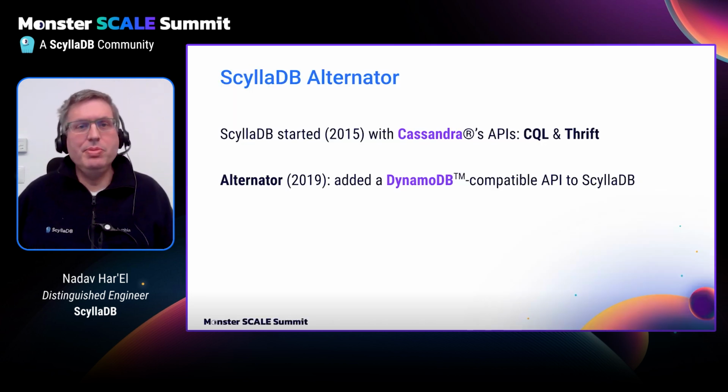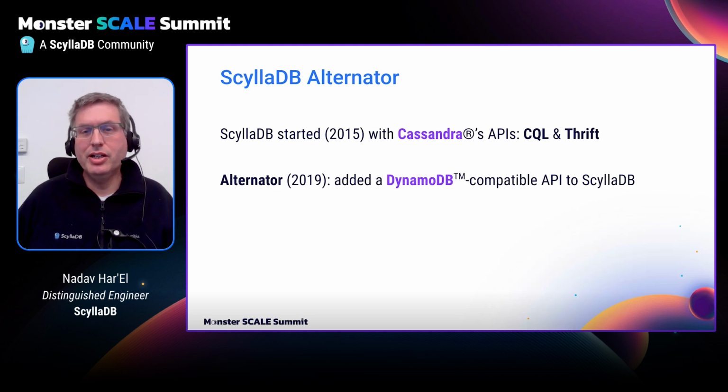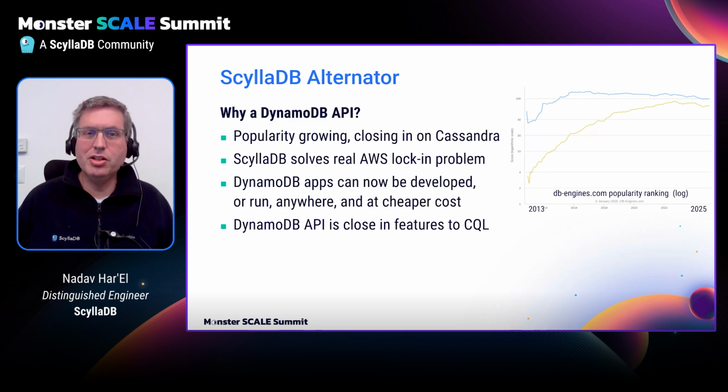So we started ScyllaDB in 2015, and it supported Cassandra's API, CQL, and Thrift. And in 2019, we added a DynamoDB-compatible API to Scylla, and we call that Alternator. Why did we decide to do it? So we saw that the DynamoDB API is growing in popularity. You can see on the right a graph from dbengines.com, and you can see the popularity of DynamoDB is growing and closing in on Cassandra.